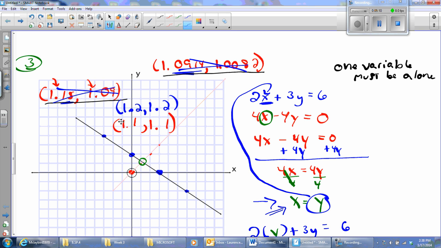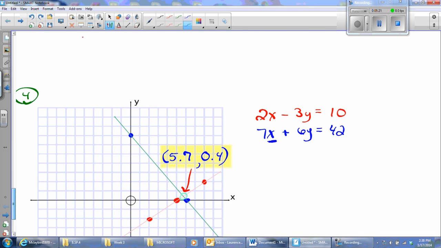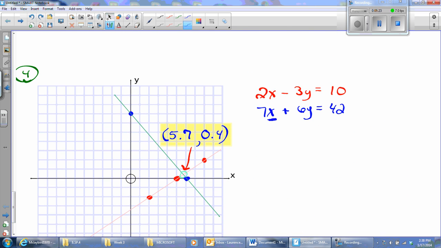Now I know that the true solution is that they cross at 1 and 2/10 for the x coordinate and 1 and 2/10 for the y coordinate. All right, let's see how another problem works. A little bit more involved this time. I'm going to move these equations up a little bit.